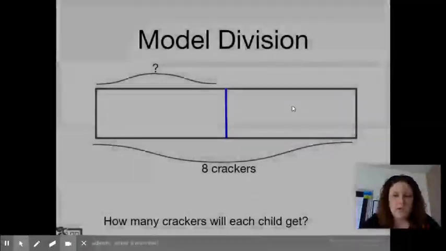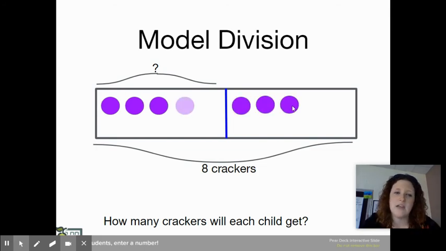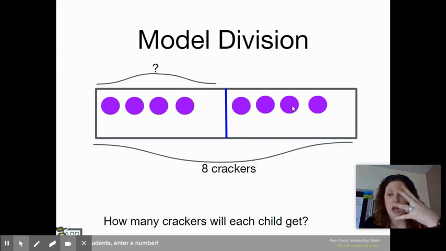I'm going to put 1 cracker in each section, and then I'm going to count 1, 2, 3, 4 until I get to 8. Here we go. 1, 2, 3, 4, 5, 6, 7, 8. Okay, done. How many crackers does each child get? Well, I can look in each section of the tape diagram and I see that there are 4 dots, and so that means that each child will get 4 crackers. Awesome thinking.